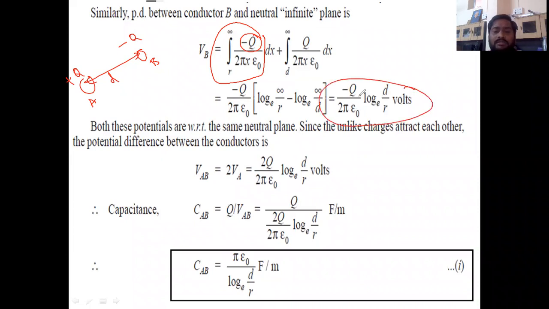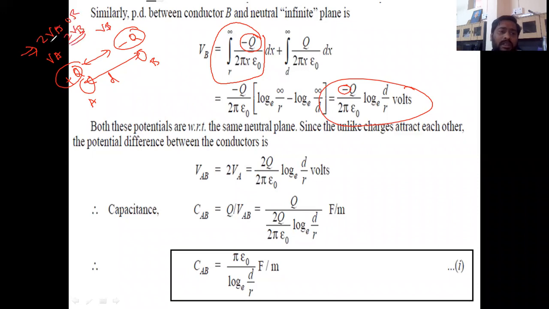Now in this case only the minus sign is here, otherwise the formula becomes the same. Both these potentials are with respect to the same neutral plane. Since unlike charges attract each other, the potential difference between the conductors is double, because there is a positive charge and a negative charge attracting each other. That's why potential VA and potential VB are added up.